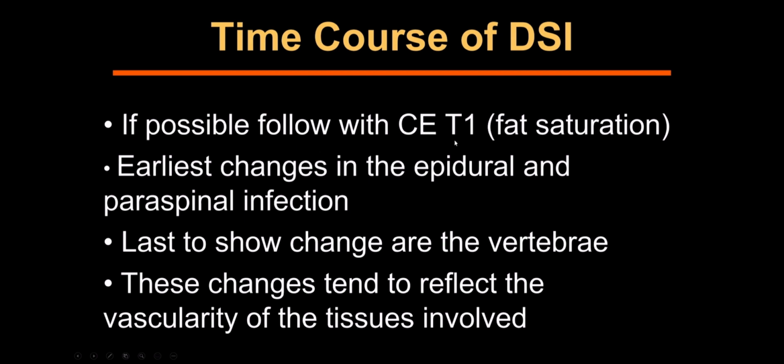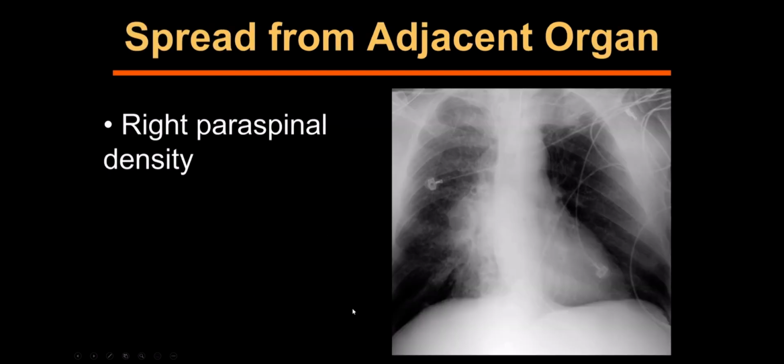So if possible, follow with a contrast-enhanced T1, use fat saturation. Earliest changes, epidural and paraspinous. Last to show change are the vertebral bodies. And if you think about it, these changes reflect the vascularity of the tissues involved. So it all makes sense.